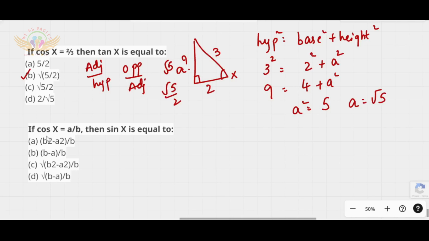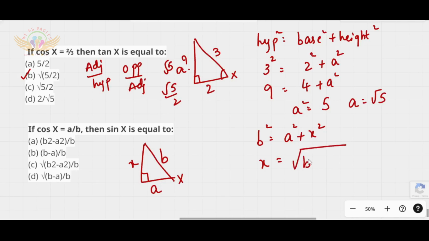Coming to the next question, if cos x is equal to a by b. The same triangle I am going to take again. So this is 90 degrees and this is x. They are telling a by b, so this is a and the hypotenuse is b. By the Pythagoras theorem, b square is equal to a square plus, let me assume it as x, x square. So x is equal to root of b square minus a square.